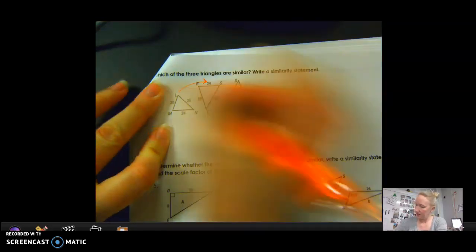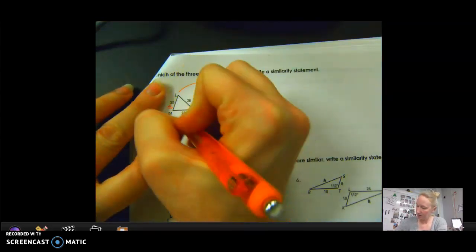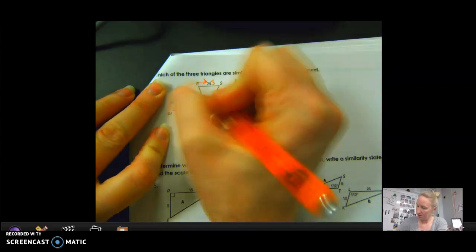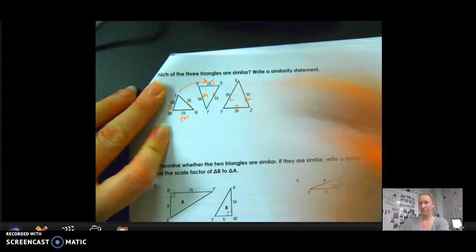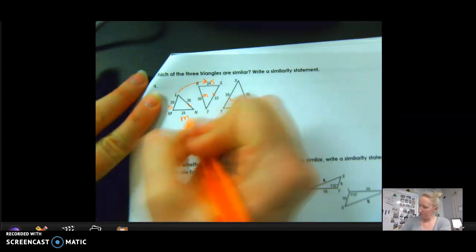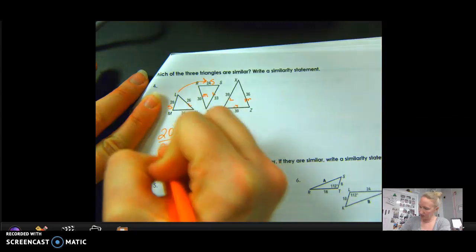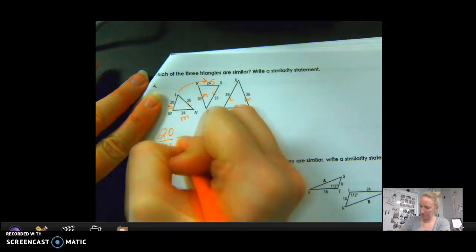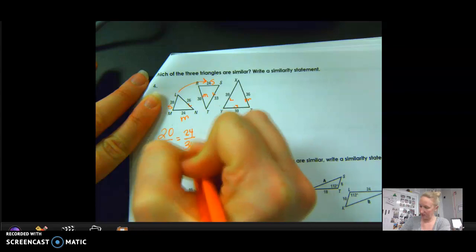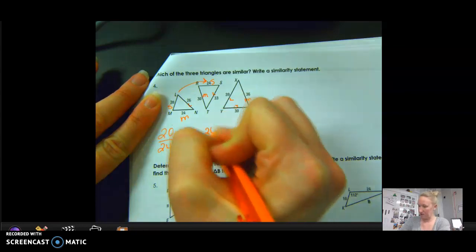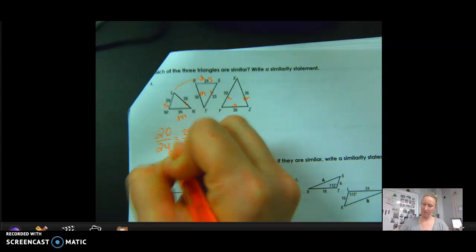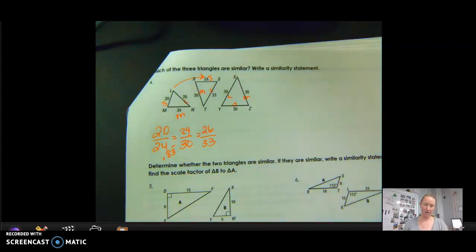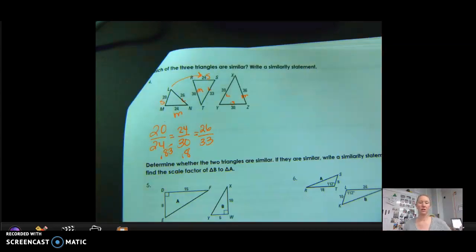So we're going to go from here to here. I'm going to label this small, medium, large. Small, medium, large. Small, medium, large. Okay? So 20 over 24, I'm starting with these two triangles. My small side, medium side would be 24 over 30, and my large side would be 26 over 33. Go ahead and divide that. So 20 divided by 24 is 0.83, repeating. 24 divided by 30 is 0.8. So I can stop there because those two are not similar.